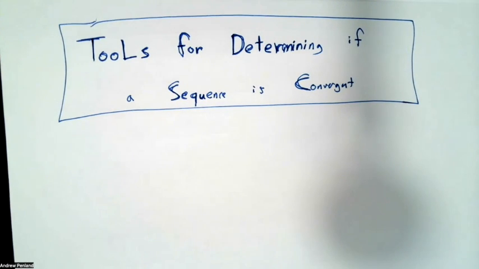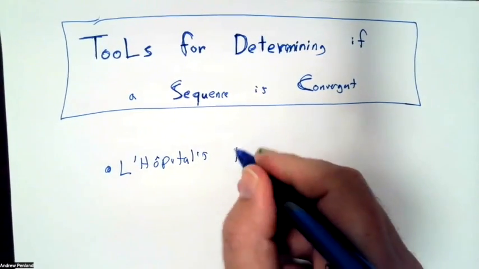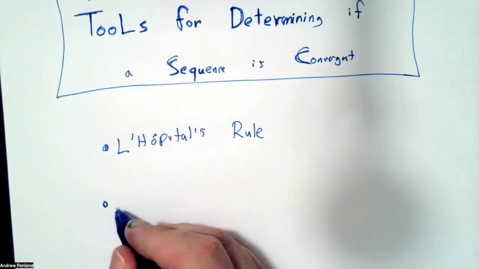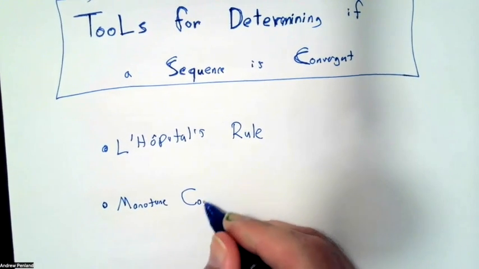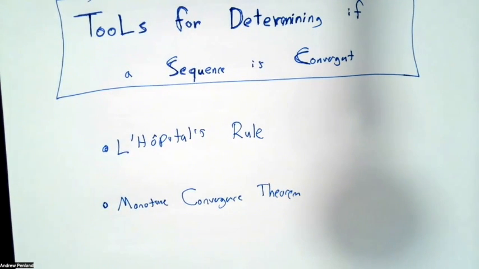The first tool is going to be L'Hopital's rule, which is a fundamental tool used in Calculus 1. The second is going to be something called the monotone convergence theorem, which we won't spend as much time on, but which is still important to know. So let's look at L'Hopital's rule.